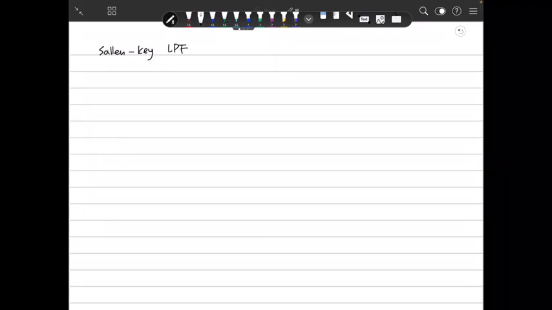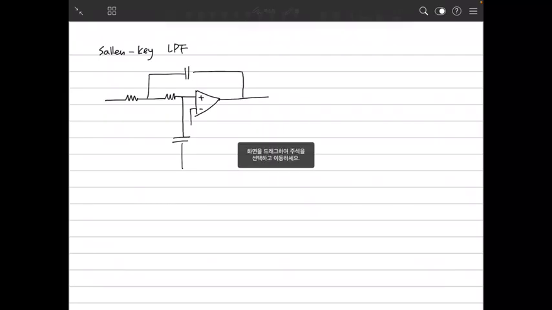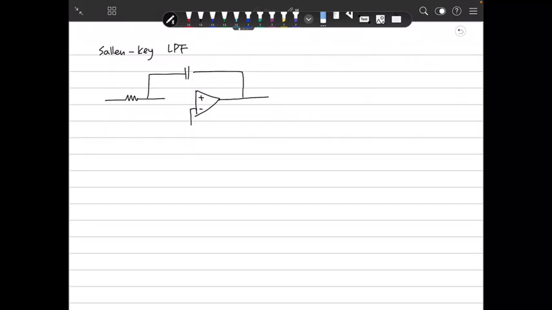So in the general form of the Sallen-Key low-pass filter, it looks like this. There's a resistor, and there is an op amp, and this is a feedback loop, and the capacitor, and there are another capacitor, and there is a resistor and one more resistor like that in this manner.